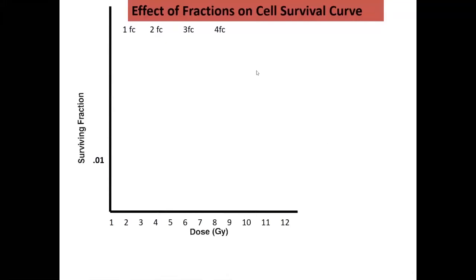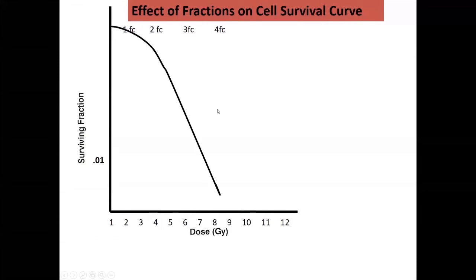So that was the effect of oxygen, or the reoxygenation. First R, the second R is repair of the sublethal damage. So you need to understand the effect of fractionation on the cell survival curve. We know the cell survival curve is the steepest when dose is delivered in a single fraction, which means that cells are most sensitive when dose is delivered in a single fraction.